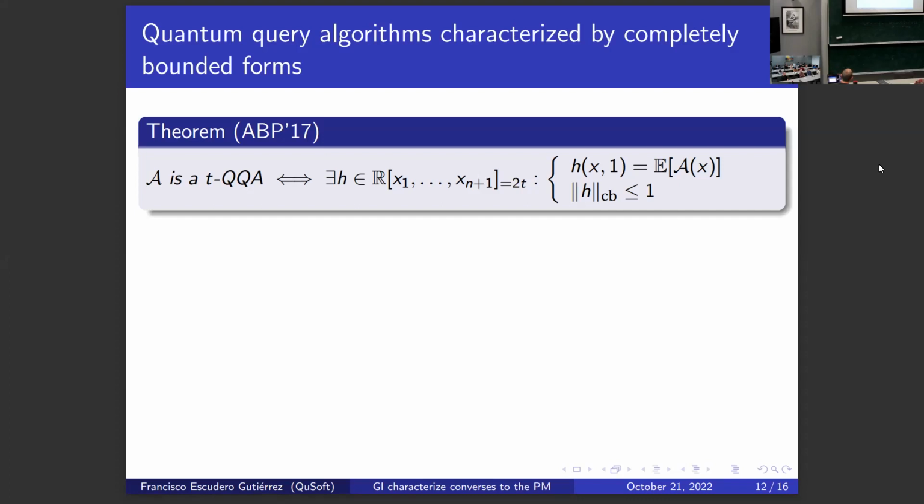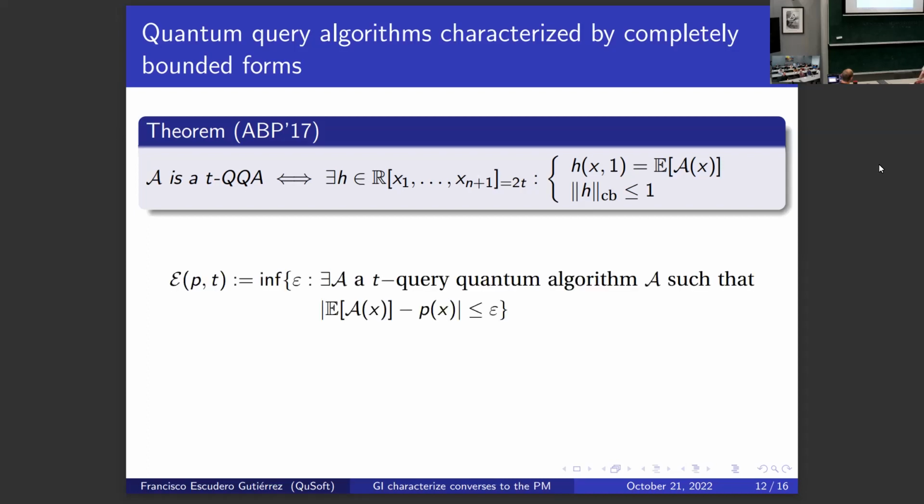This is nice because it is conceptually interesting to have a perfect characterization of quantum query algorithms. It has been used to prove a few results related to the Aaronson-Ambainis conjecture. I'm going to talk about that later, but it's a bit complicated to use. Hopefully with the simplification that we have been talking about, it is going to be easier to use, but it's also useful for us to simplify the expression of the error.